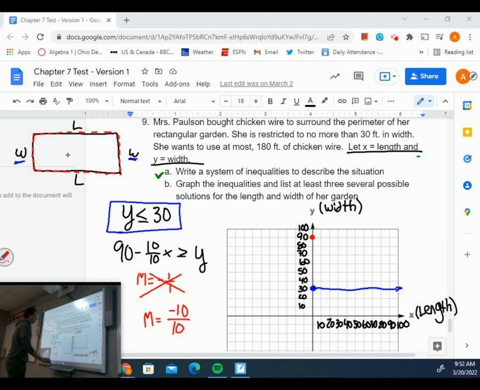And now I'm going to go from my y-intercept of 90, I'm going to go down 10, right 10. And again, you can see just how much nicer and cleaner that looks. We're putting dots on nice grid lines. Again, this is going to be a solid boundary line because it's an equal to inequality. Again, if you want more information on that, as always, you can talk to me.